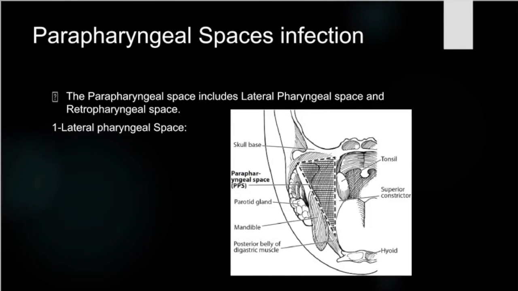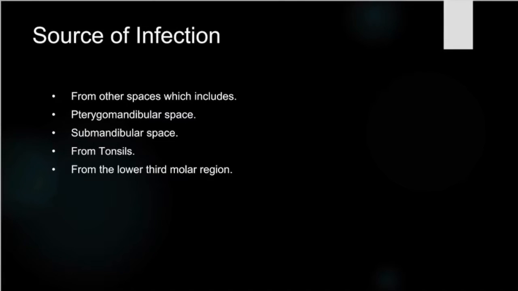Parapharyngeal spaces include the lateral pharyngeal space and the retropharyngeal space. Lateral pharyngeal space is a potential space lying lateral to the pharynx, extending from the base of the skull to the hyoid bone. This space is conical in shape, its base being toward the base of the skull and apex toward the hyoid bone. Source of infection is from other spaces, which include the pterygomandibular space, submandibular space, from tonsils, and from the lower third molar region.